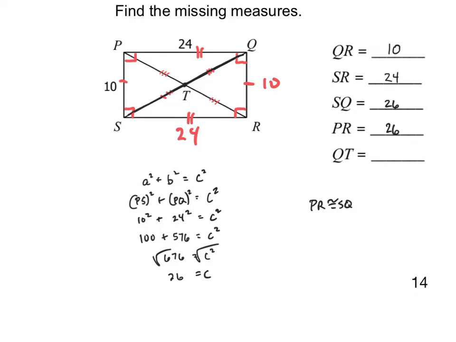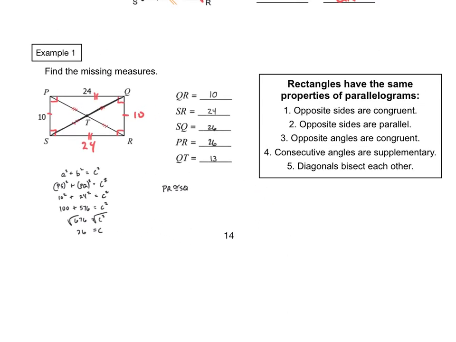And then QT is going to be 1/2, right? Because it's bisecting. So QT is 1/2 of the entire diagonal, which is going to be 13. And there we are, we're using properties of parallelograms and those special characteristics of a rectangle to fill in the blank and find out what some of our missing measurements are.